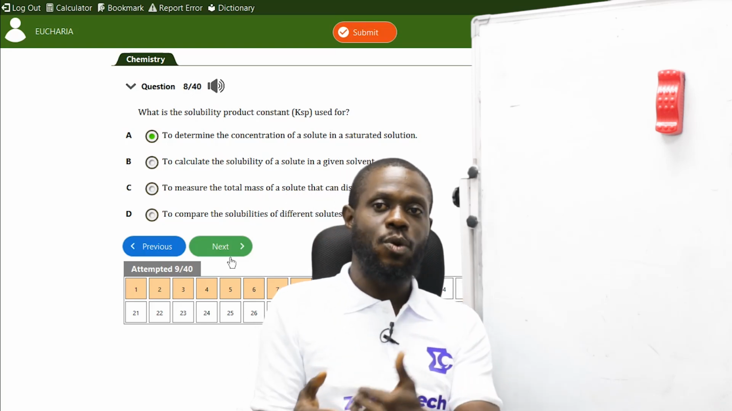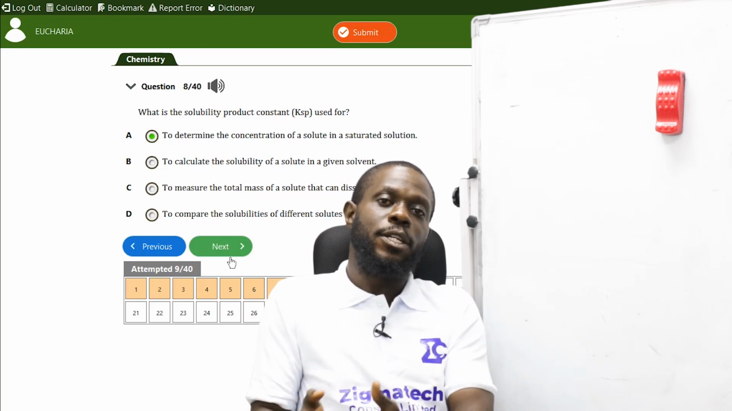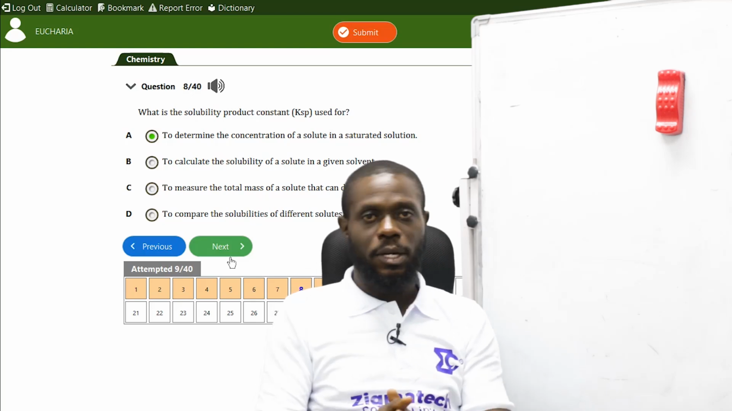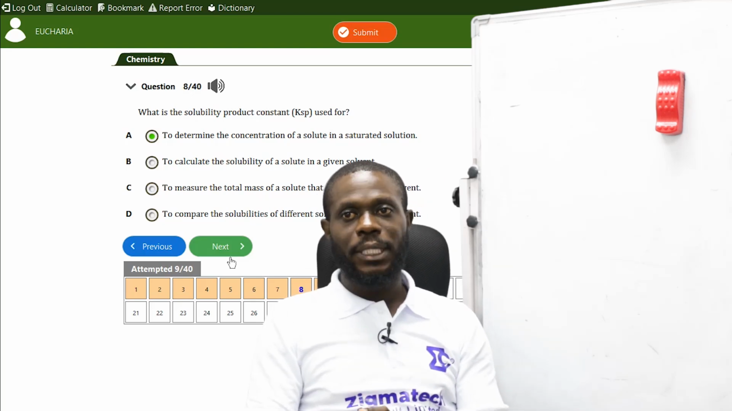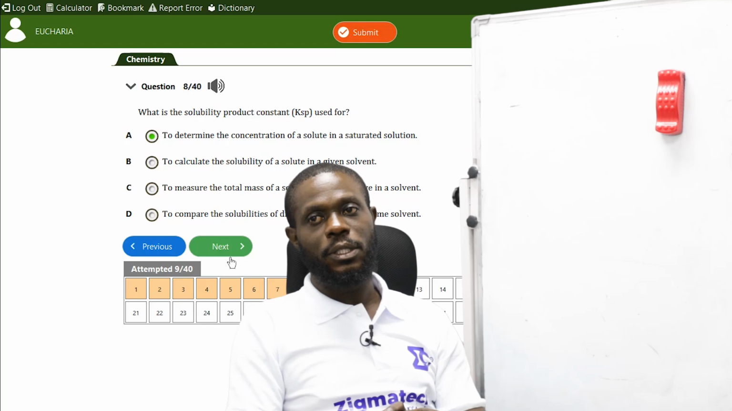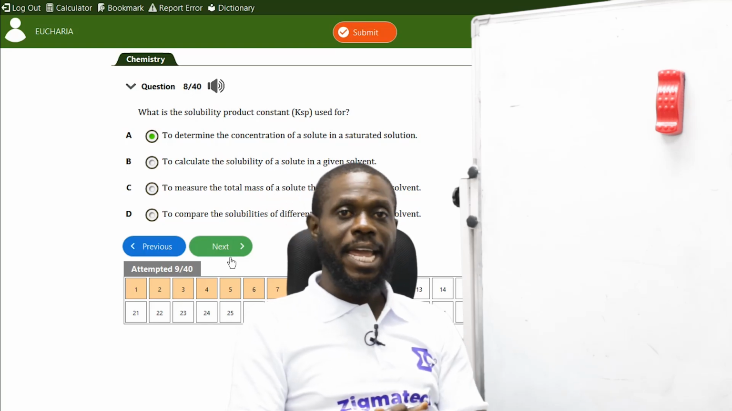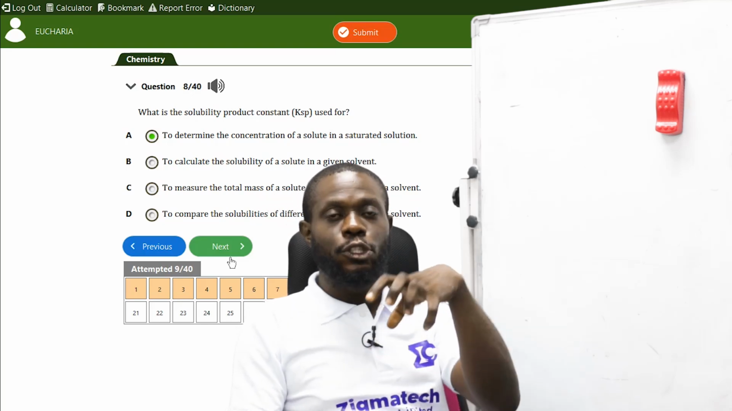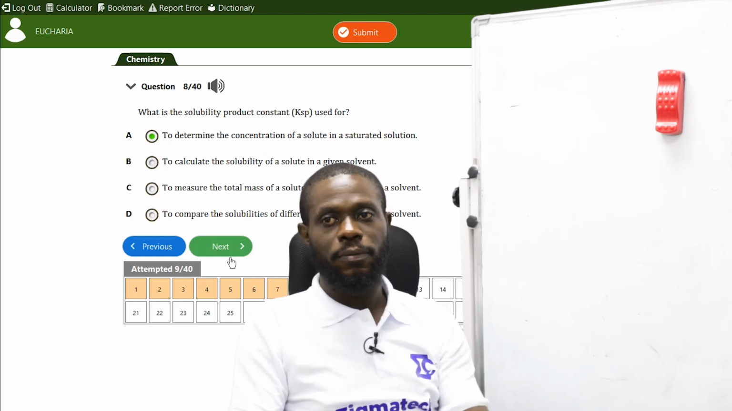So I don't need to calculate or compare which one dissolves better than the other. Option A tells us to determine the concentration of a solute in a saturated solution. So the answer is A, because I know the concentrated solution, the solute that dissolves.